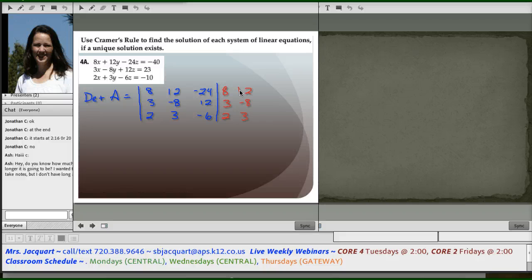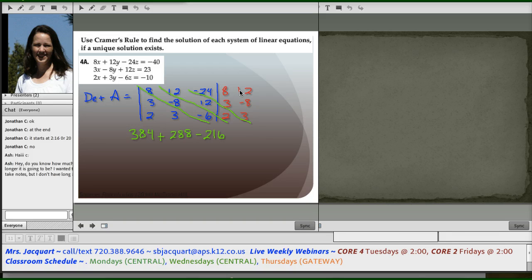And then what I'm going to do is, in green is what I leave as a positive. When I multiply that set there, I get 384. And then when I multiply 12 times 12 times 2, I get a positive 288. And then when I multiply negative 24 times 3 times 3, I get negative 216.